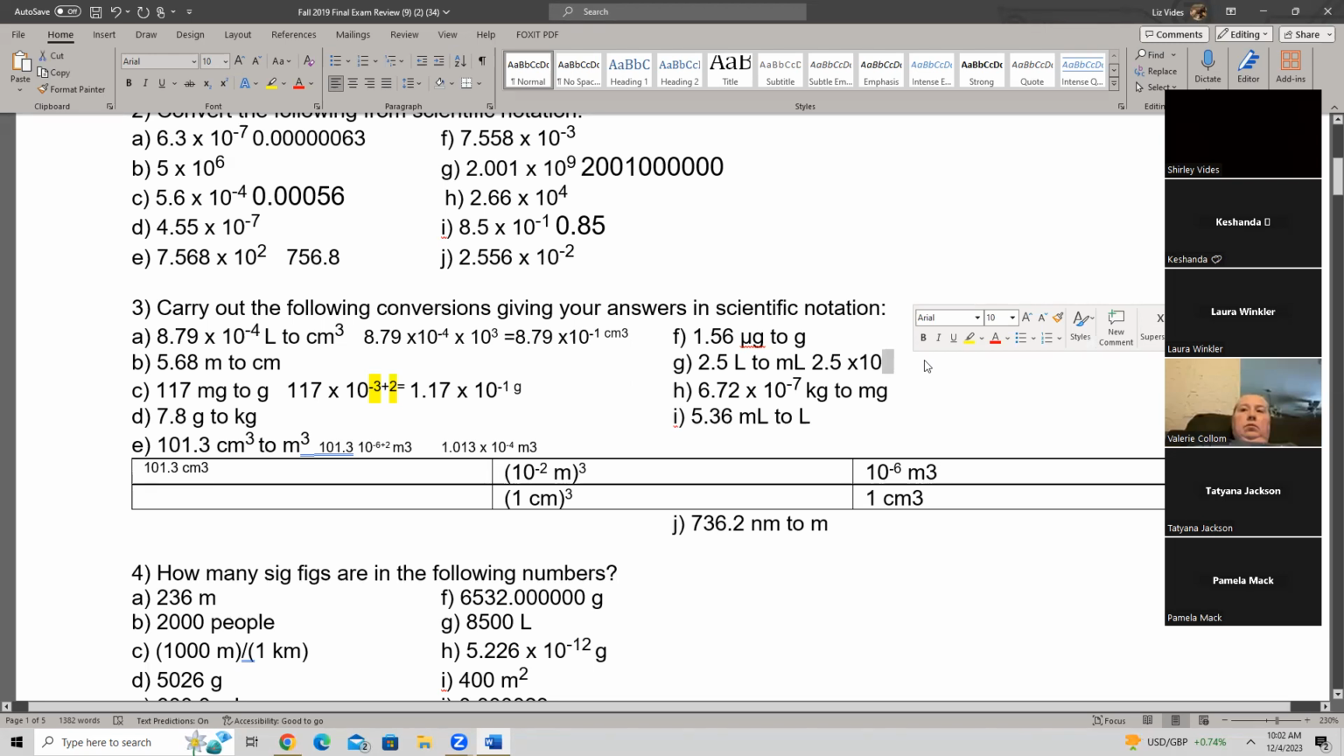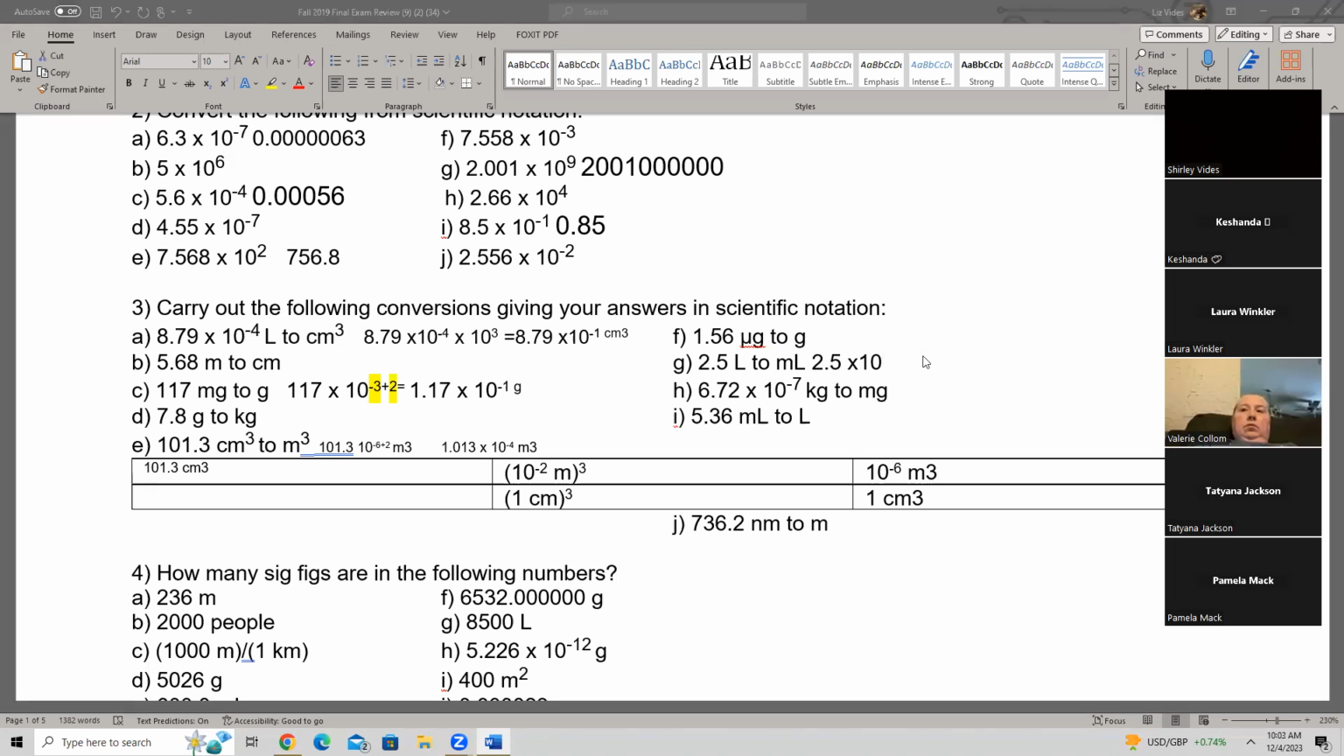I thought I found it. Hold on. Going. Liters to milliliters. There it is. There it is.